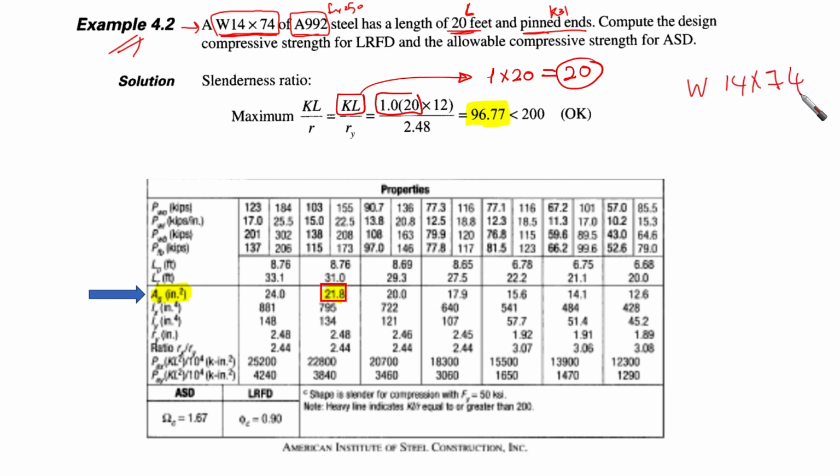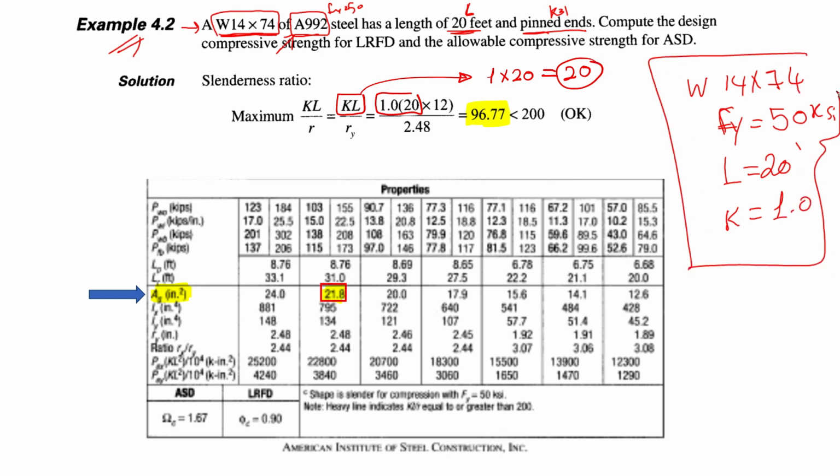We have wide flange 14 by 74. This would give us information about the element. F yield is going to be 50 ksi, because we are talking about this type of steel, A992, and the length is 20 foot, and K equal to 1 because we have pinned ends. So these are the most important information we need from this example. Compressive strength for LRFD and the allowable compressive strength for ASD were required in the previous example.